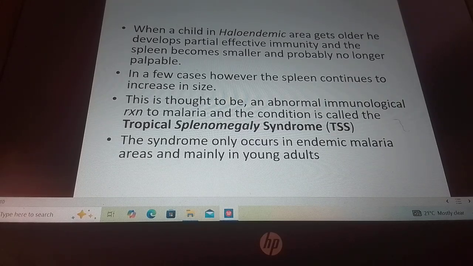This is thought to be an abnormal immunological reaction to malaria, and the condition is what we call tropical splenomegaly syndrome, TSS. The syndrome will occur only in malaria endemic areas, and mainly in young adults. So that one you must be able to note.